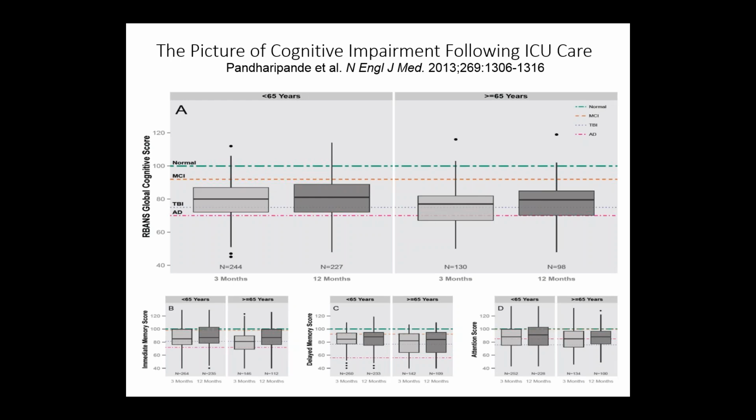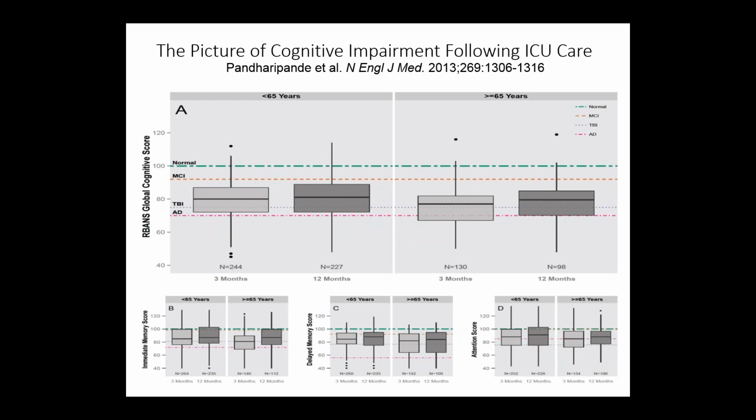You'll see boxes with a solid line. Those boxes represent the mean scores of ICU survivors in our brain ICU study. And you'll note that in patients below 65, older than 65, they typically earn scores on a test called the RBANS in the low 80s.